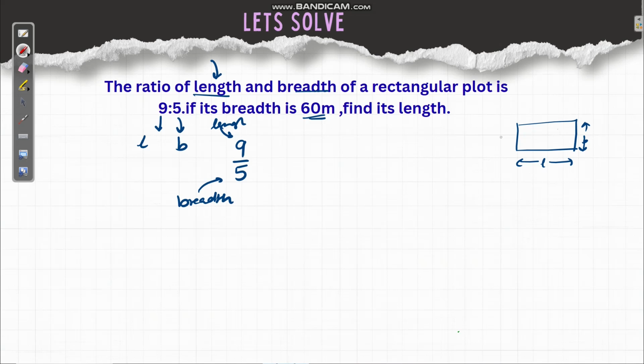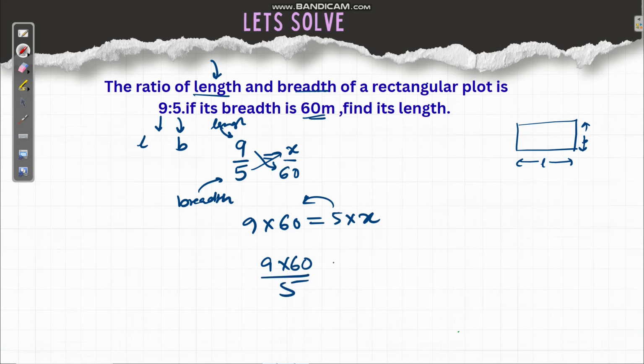So it's the same thing. They have mentioned its breadth is 60 meters, breadth is the denominator part, so write 60 over here. We don't know its length, that's why we put x equal, because 5 and 60 are the same thing. So now let's use the cross multiplication method and find the answer. So it's 9 into 60, because we'll cross multiply like this, is equal to 5 into x. Take this 5 that side, so 9 into 60 upon 5 is equal to x.